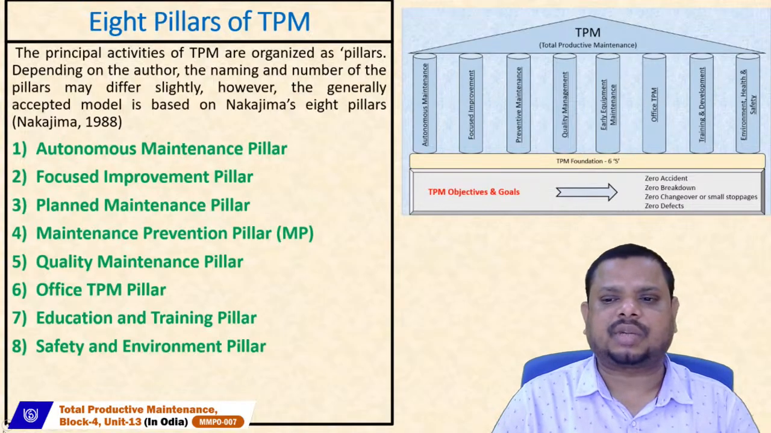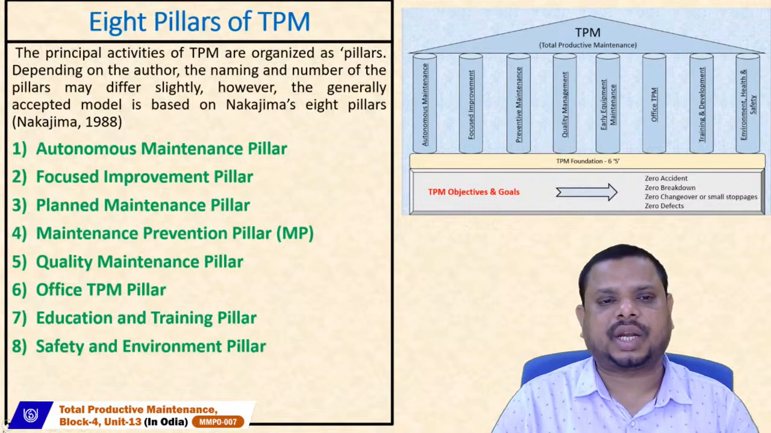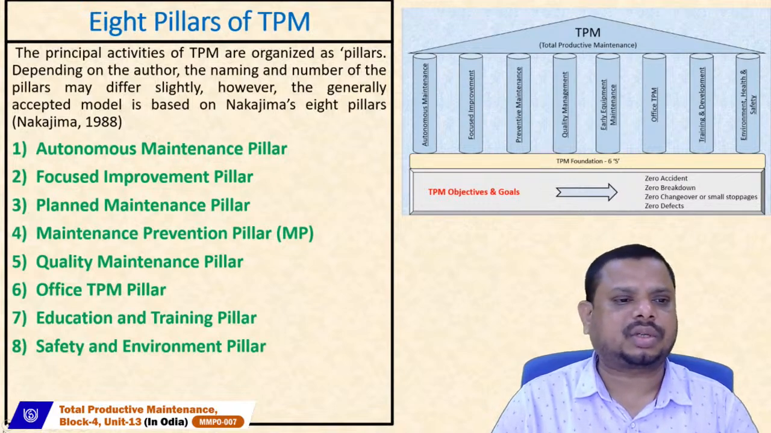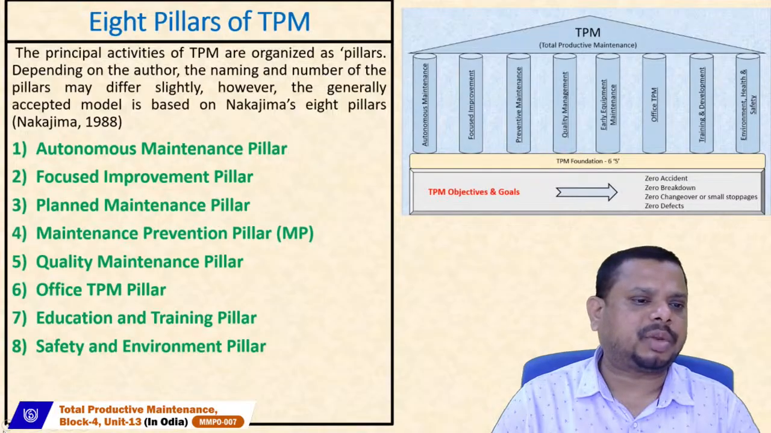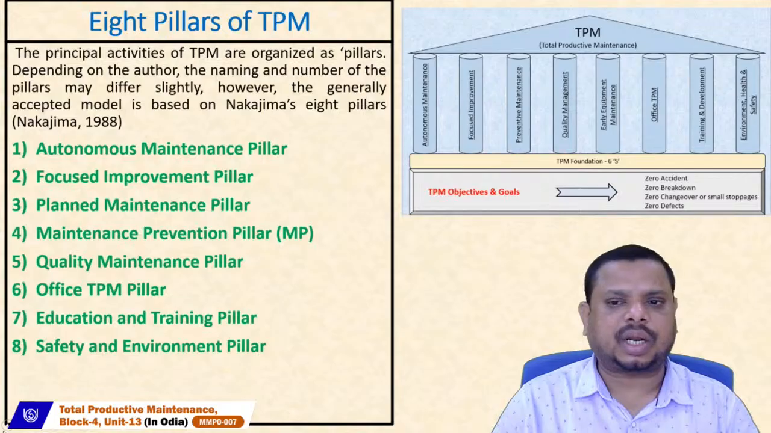The first objective is zero accidents. The second is zero breakdowns. The third is zero changeovers or small stoppages, and the last is zero defects. To achieve zero defects, zero accidents, zero breakdowns, and zero changeovers, the company should implement these eight pillars in their organization. So let's understand what the eight pillars are.